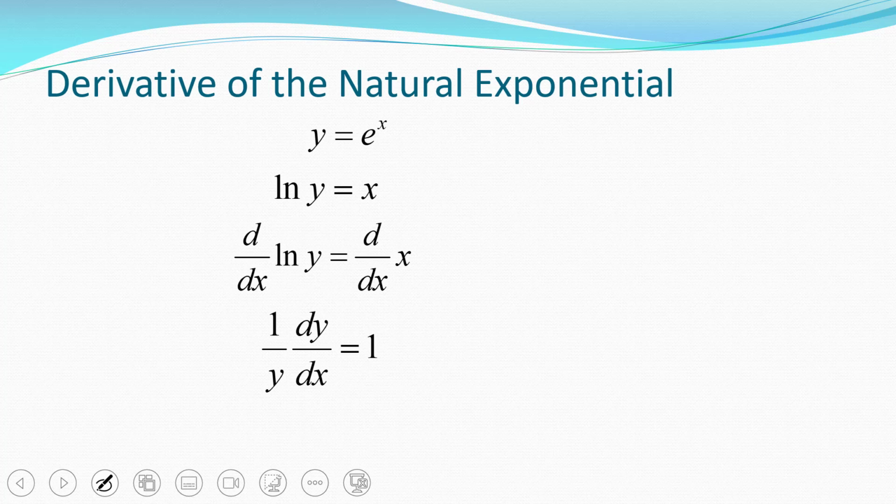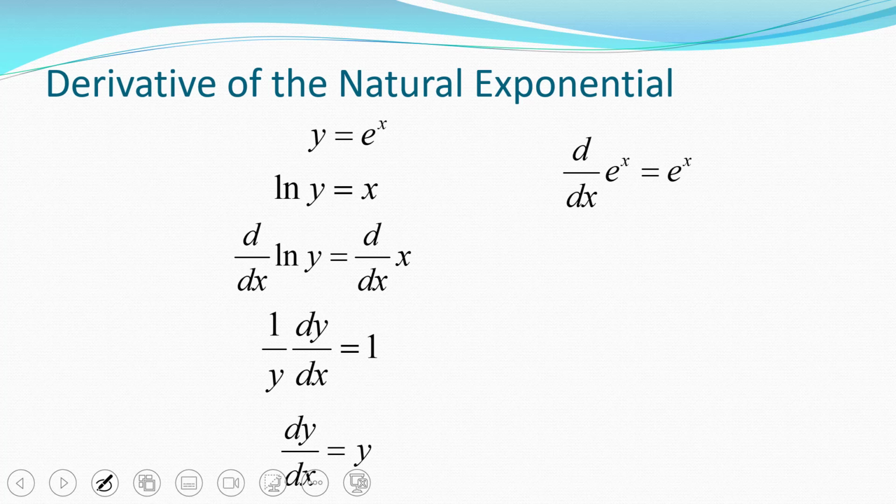You can then solve for dy dx. To get dy dx is actually just y. But we know what y is. y is e to the x. Putting this together then, that says that the derivative of e to the x in terms of x is just e to the x.